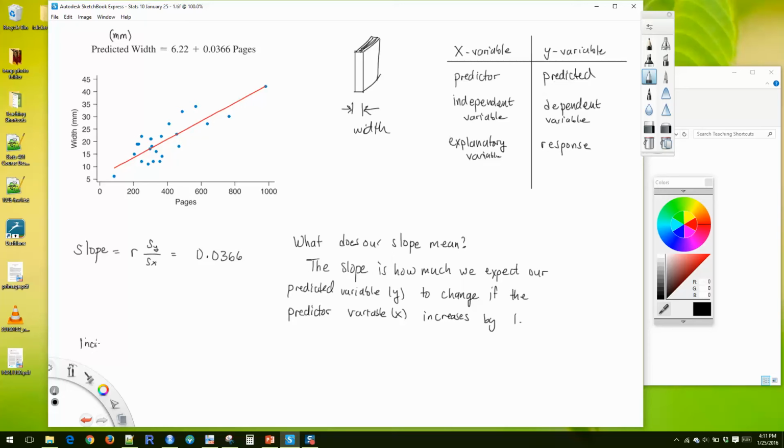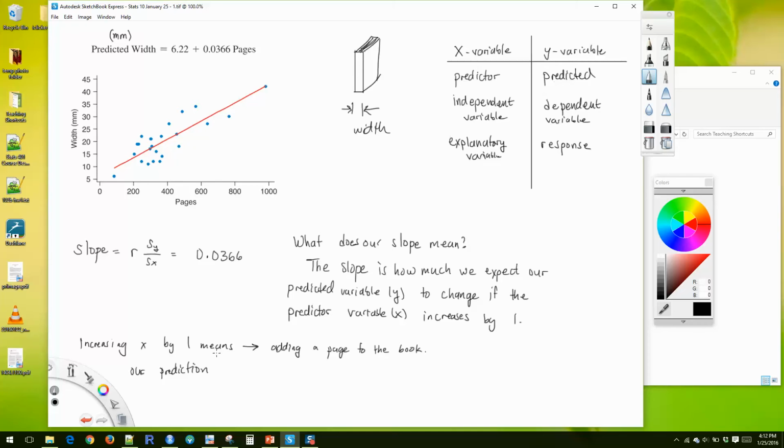Okay? So increasing, in our case, increasing x by 1 means adding 1 page to the book. Okay. Or not necessarily adding a page to this particular book, but just, if we're looking at different books, if we have one book that's 400 pages and another book that's 401 pages, essentially x has changed by 1. Okay? So then what happens? That means the width of the book, our prediction for the width, changes or goes up by 0.0366. Okay? Our prediction. So it's not necessarily saying that you add a page to a book, the book is going to increase this much. Okay? We're not saying that.